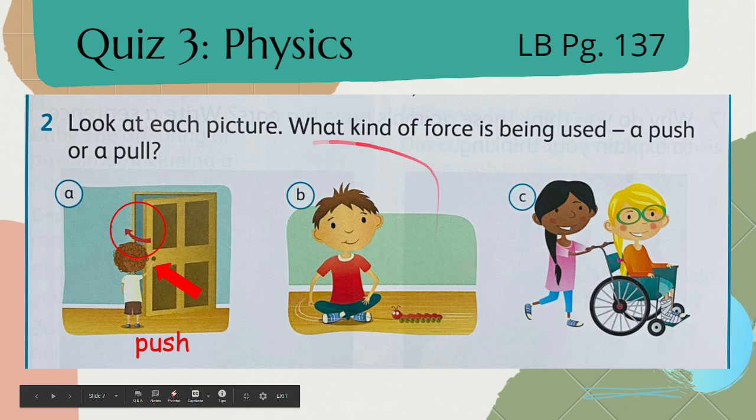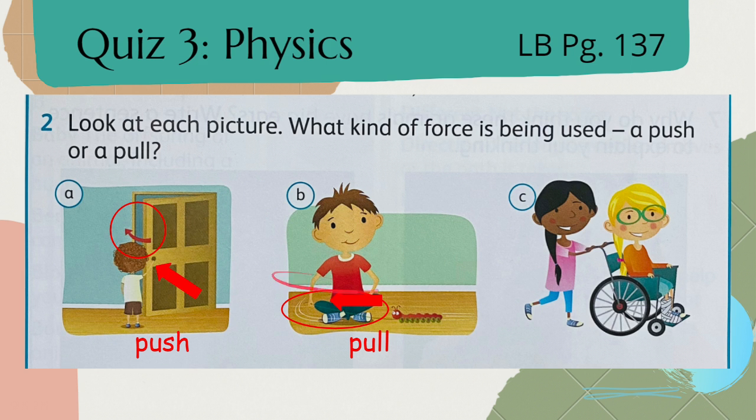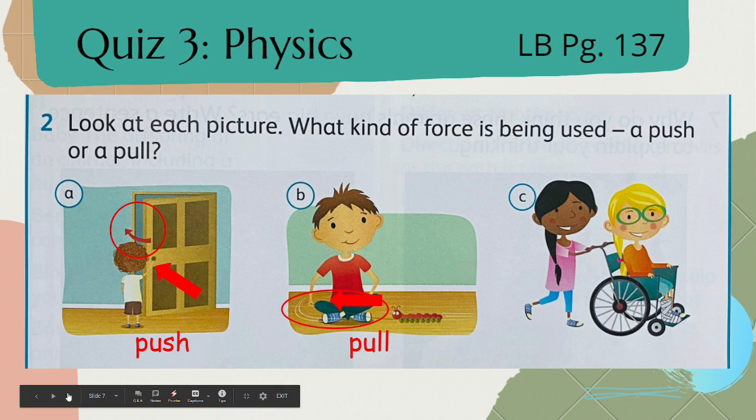In letter B, this boy, look at his hand. He's holding this string of a caterpillar toy. So he is using a pull. He is pulling the string of this caterpillar toy. Letter C, look at the hands of this girl. Okay, here she is using a push. The girl is pushing the wheelchair.